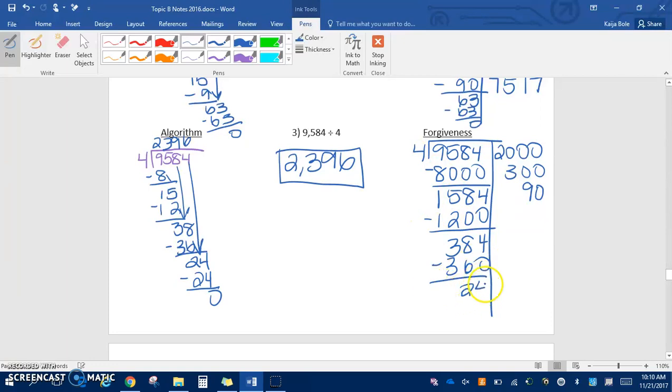So I'm left with 24. And then in the ones, I'm taking out 6. So I subtract 24, and I'm left with 0. And when I add these up, I have 6, 9, 3, and 2, which is what I got originally.